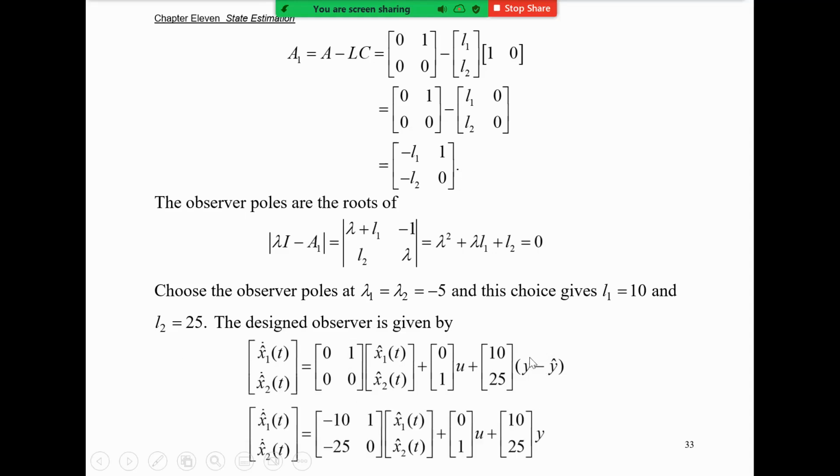Here I do one more step. I will merge this y, because y is Cx, into this matrix. That's how I obtain the equation for this observer in a different form. It's just x hat dot equals something times x hat plus something times u, plus something times the output. They are the same.